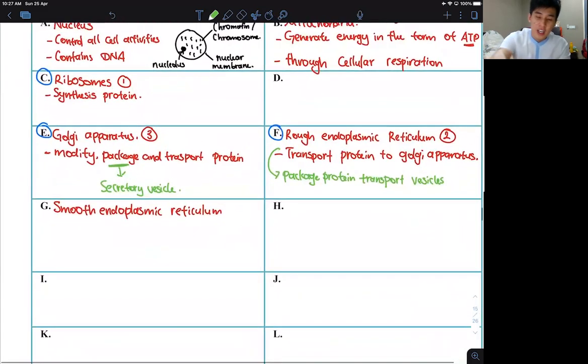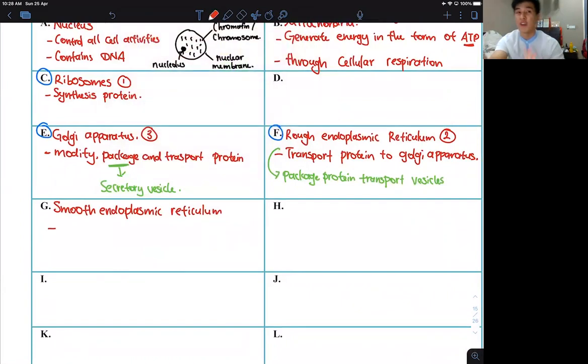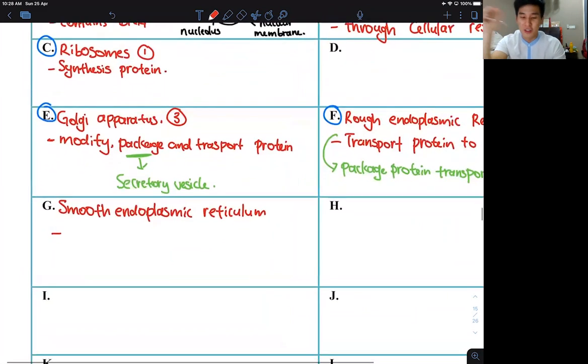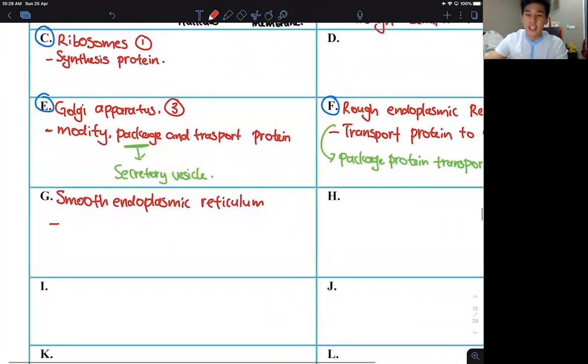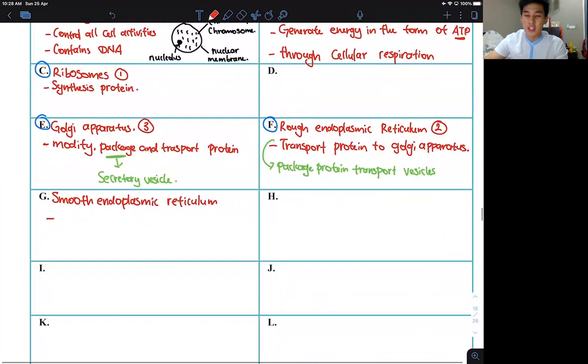Smooth ER, a lot of you will mistake it as a part of the three brothers. Some of you will think that smooth ER is very close to these three, but they are not related at all. It's like an imposter. So you have to find the imposter. It's just like Add Maths inside the science stream subjects. It's not really related to science. So it's kind of, but not really.